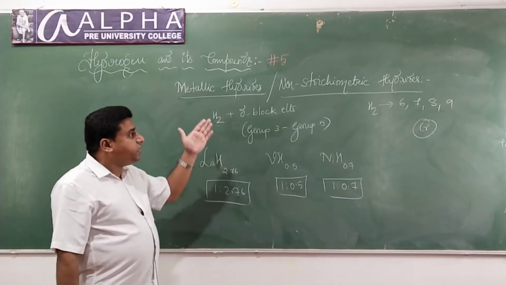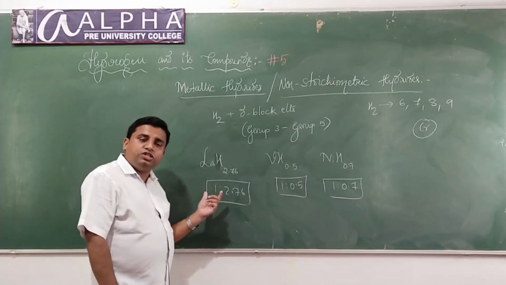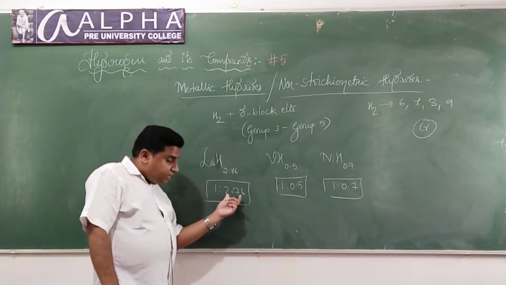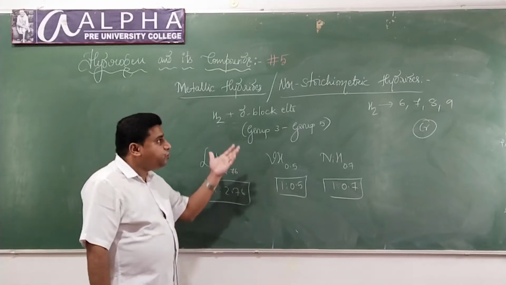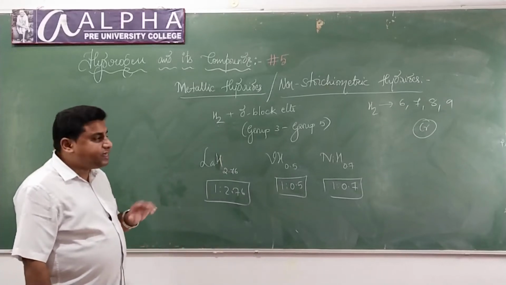That is why they are called non-stoichiometric hydrides, because the ratio is not a simple whole number ratio. It has become a fraction, therefore they are called non-stoichiometric hydrides. Understand this point, guys.